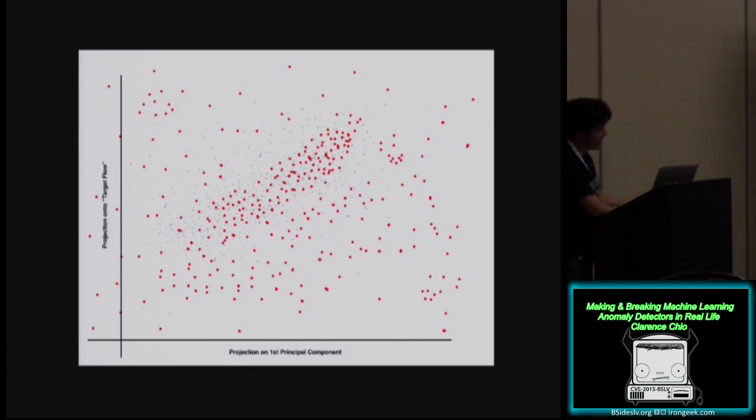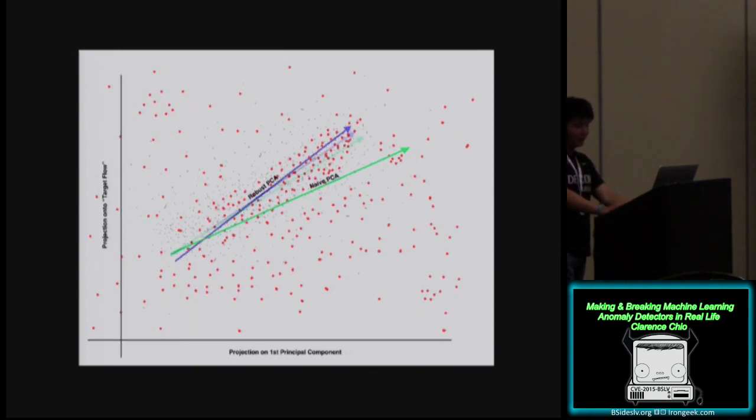The last method of attack is simply putting a lot of random data into this to try to expand the decision boundary. And we see that the shift is also pretty significant for naive PCA and less so for robust PCA.